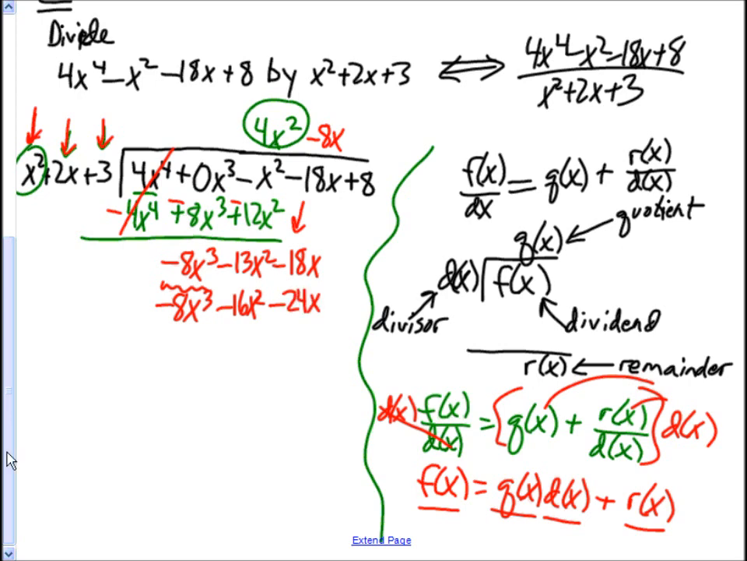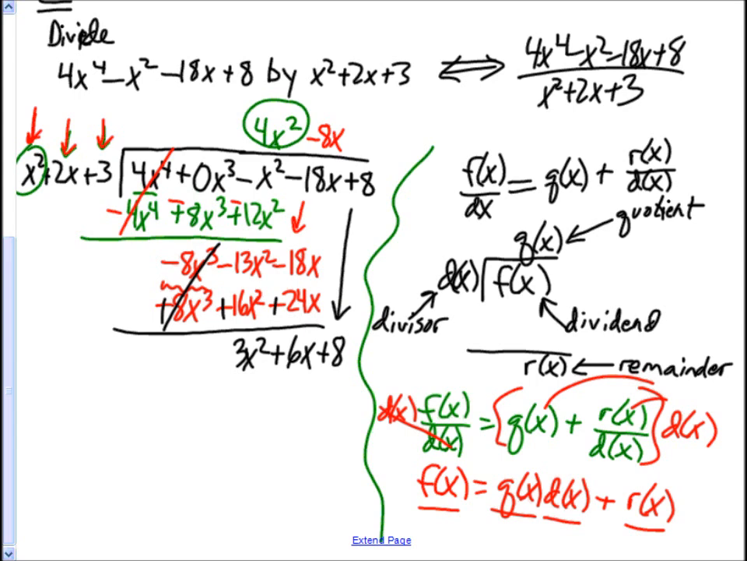Don't forget to change your signs. Change, change, change. So those all become positive. Negative 8x cubed plus 8x cubed cancels. That should cancel each time. Negative 13x squared plus 16x squared is 3x squared. Negative 18x plus 24x is a positive 6x. And finally, bring down our last term, the plus 8.